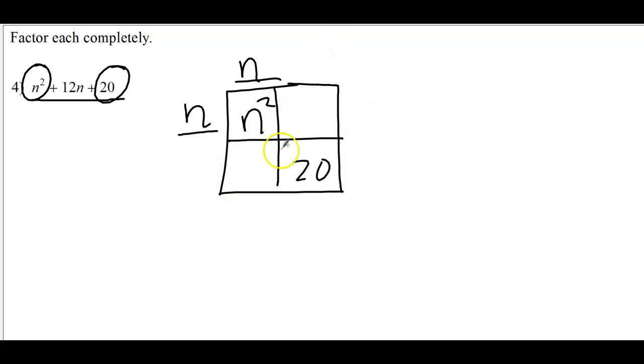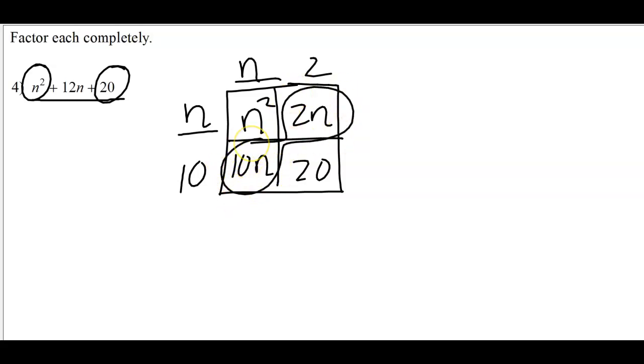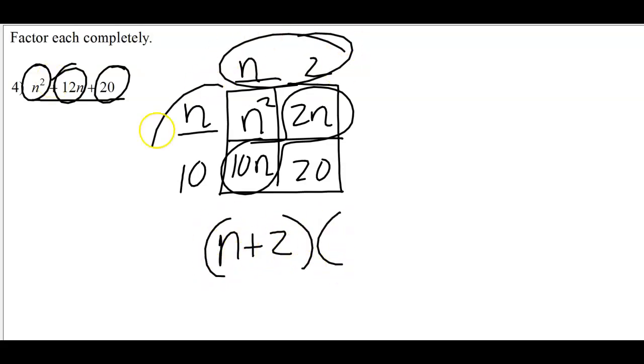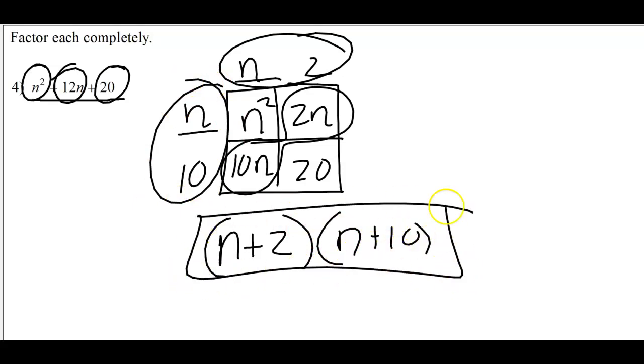But if just switching those numbers around doesn't work, try a completely different set of numbers. So what else makes 20? How about 10 and 2? And there it is. 10 plus 2 does make 12, so we have our answer. n plus 2 and n plus 10. And there you have it.